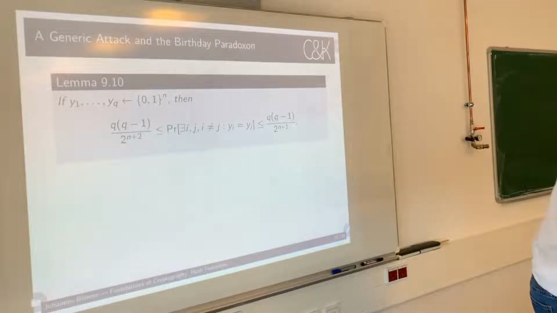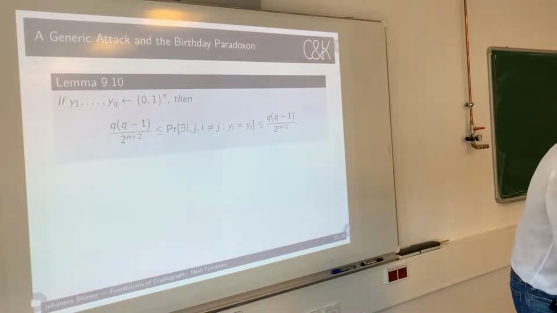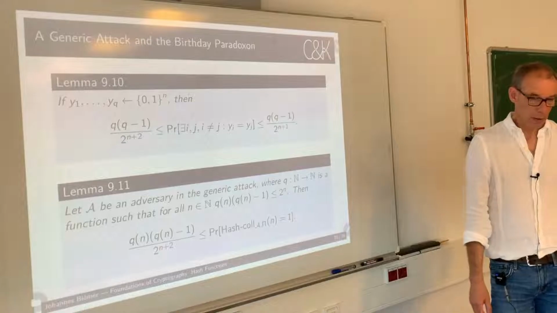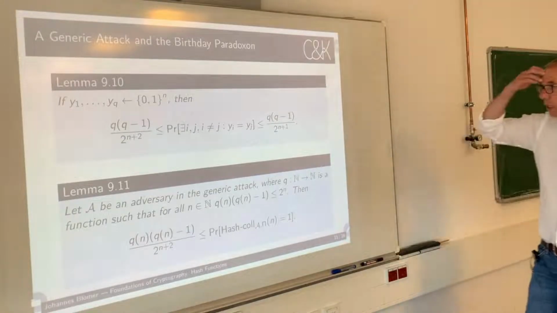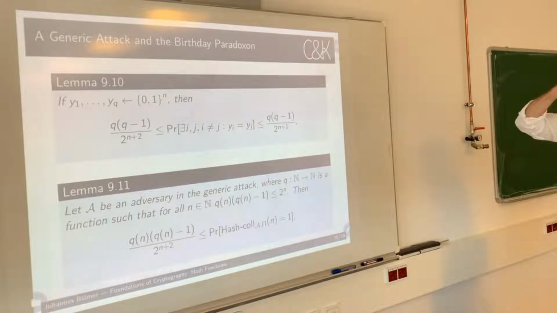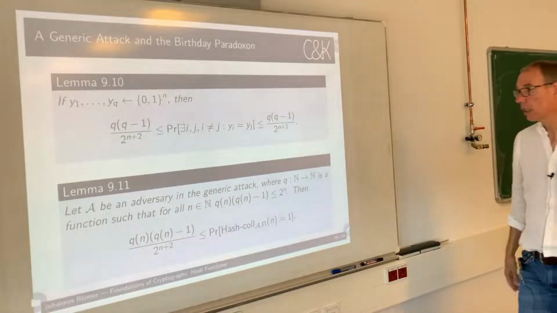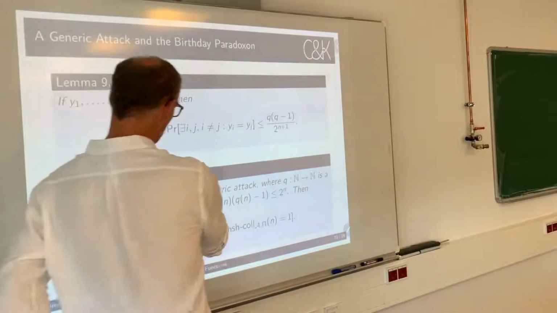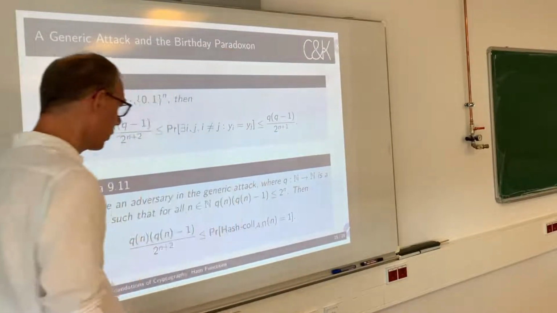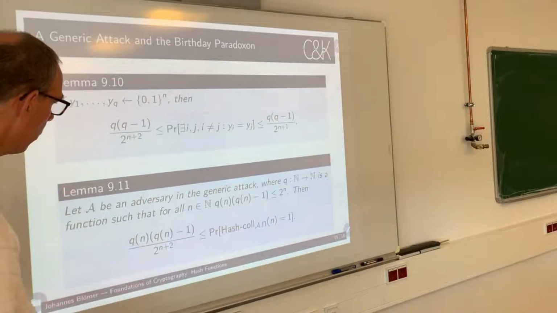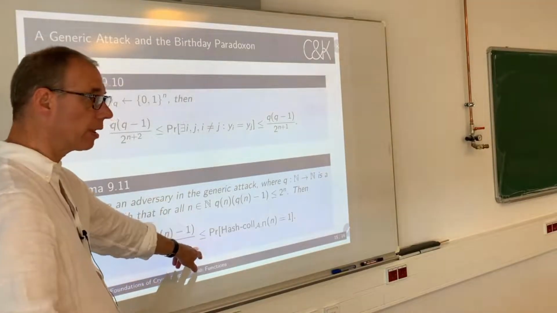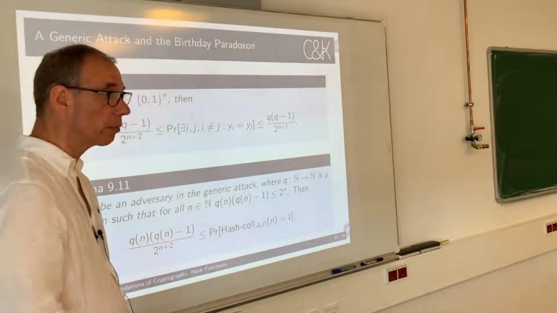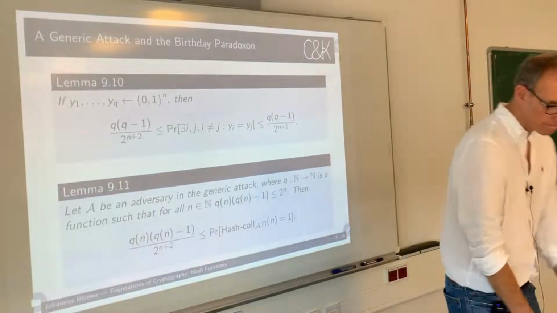We'll see how we can prove that. And then let's go to something else as well. We now look at the adversary in the generic attack game. And we assume that q now is a function such that for all n, q(n) times (q(n) minus 1) is less than 2 to the n. Then what we can prove is that the probability that it finds a collision is at least q(n) times (q(n) minus 1) divided by 2 to the n plus 2.